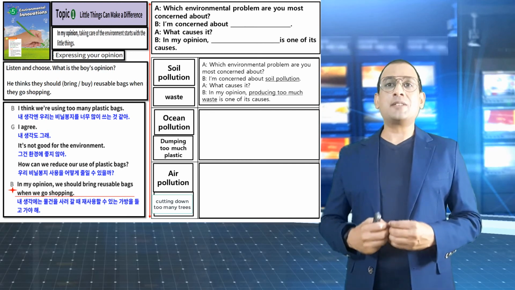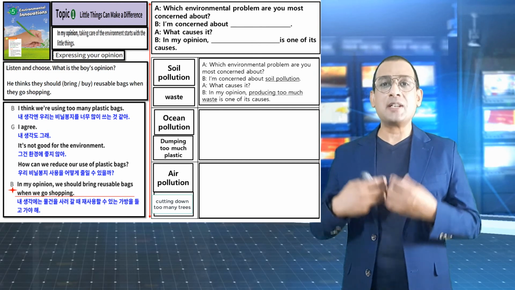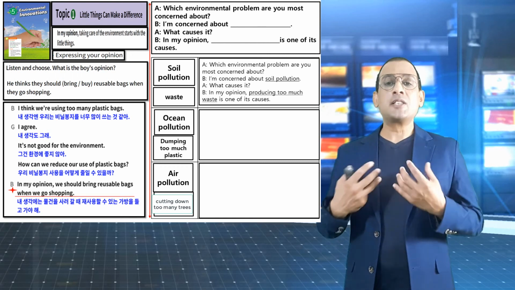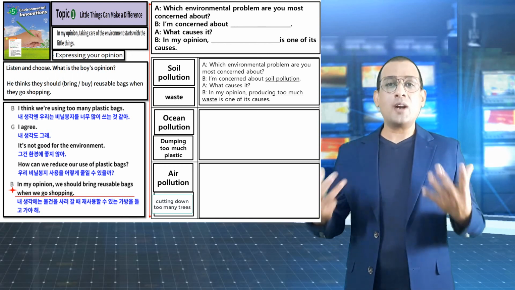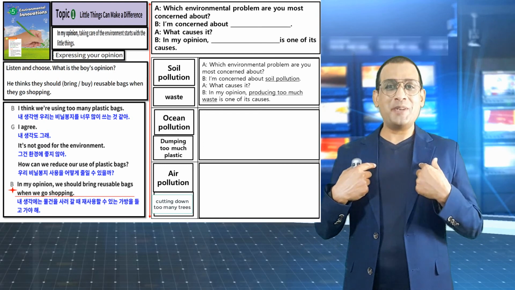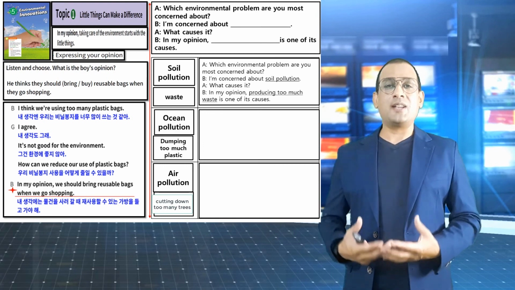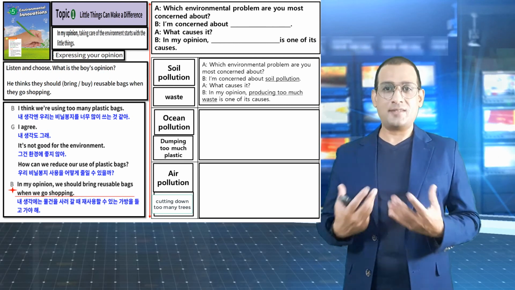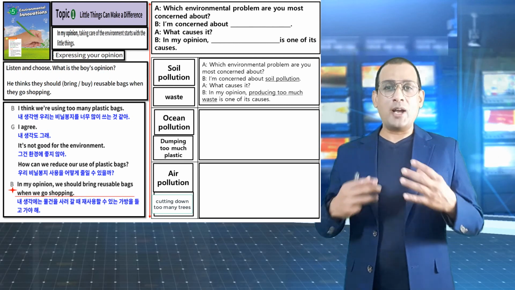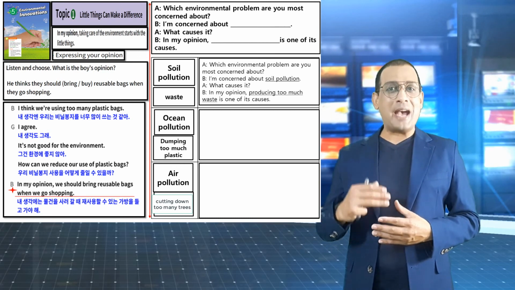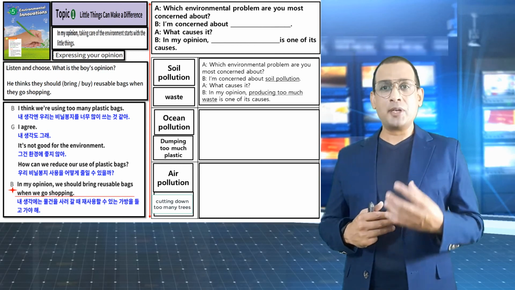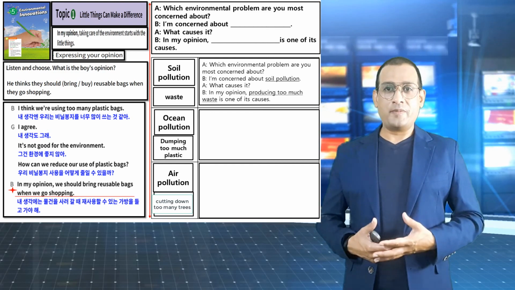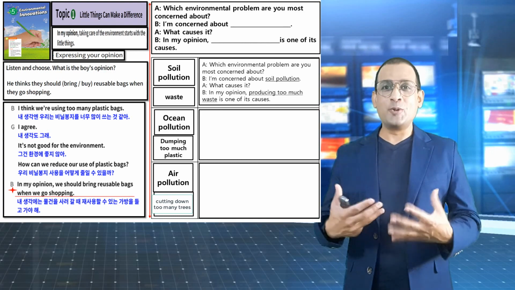Which environmental problem are you most concerned about? I'm concerned about soil pollution. What causes it? In my opinion, producing too much waste is one of its causes, right? So I hope you can make a similar pattern using ocean pollution and air pollution. Please save our planet. Let's do it together.